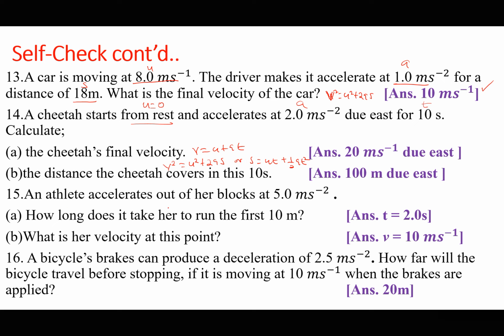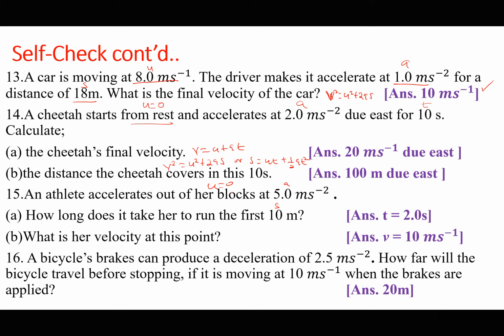An athlete accelerates out of her blocks. That means initial velocity is 0 out of her blocks. At 5 meters per second squared, the acceleration is 5 meters per second squared. How long does it take for her to run the first 10 meters? So this is s. We have initial velocity known, acceleration known, and s known. And the question is how long? That is time. So we want to find time.